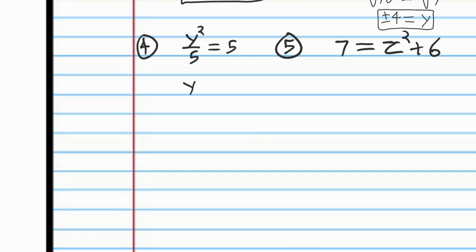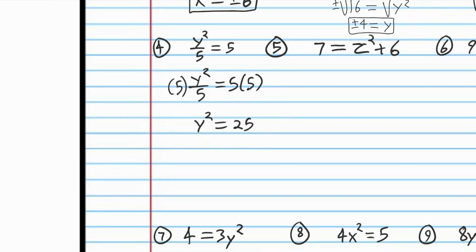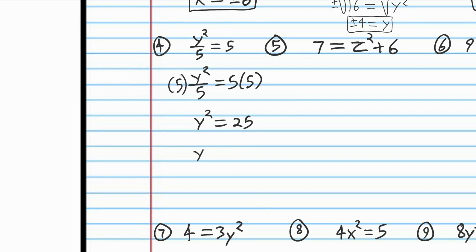All right, we're back. So I want you to rewrite the equation. Get rid of that 5 because we're going to isolate the square. That's the first step, is to isolate the square. So we have y squared is equal to 25. And then I want you to rewrite again.